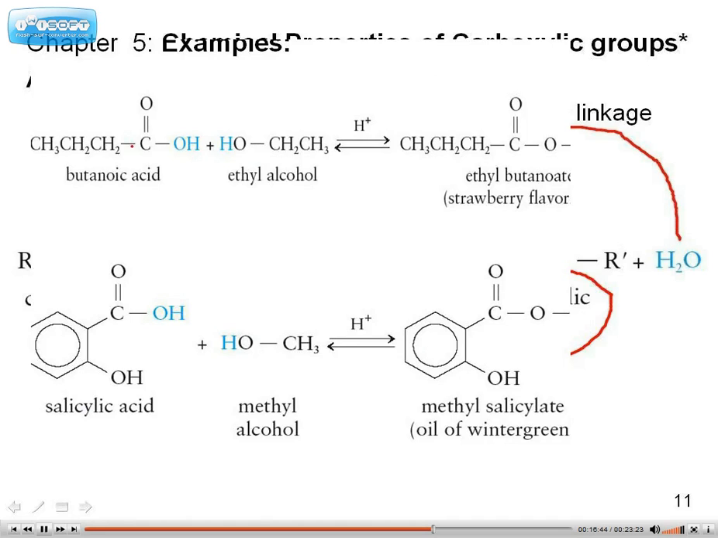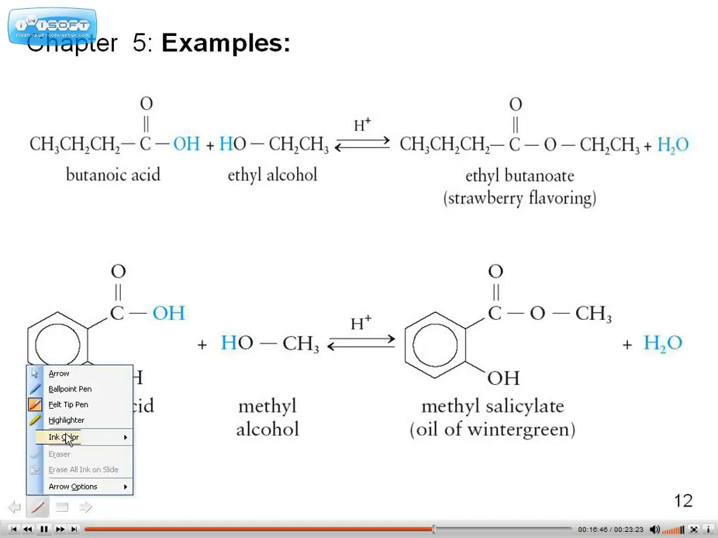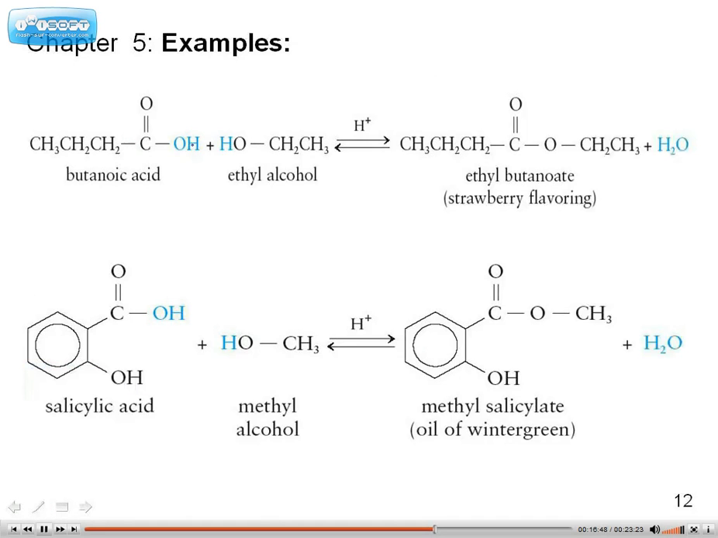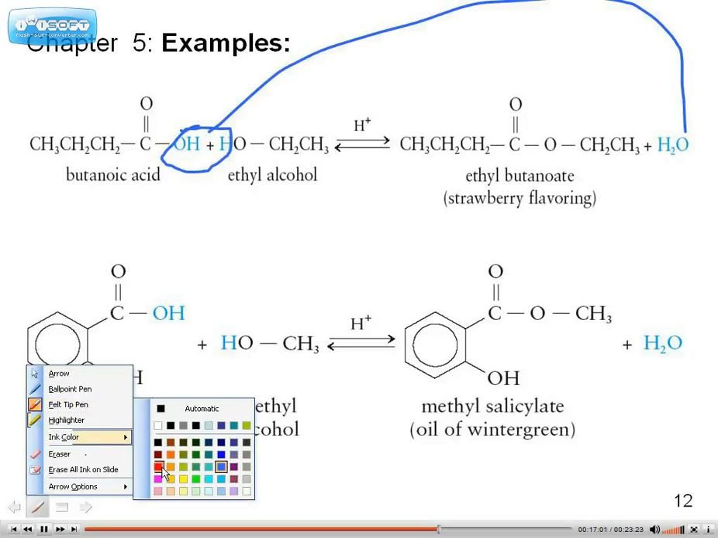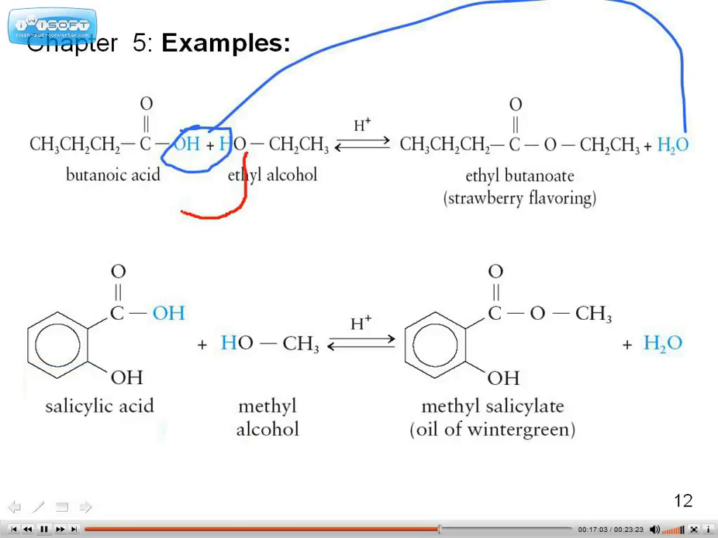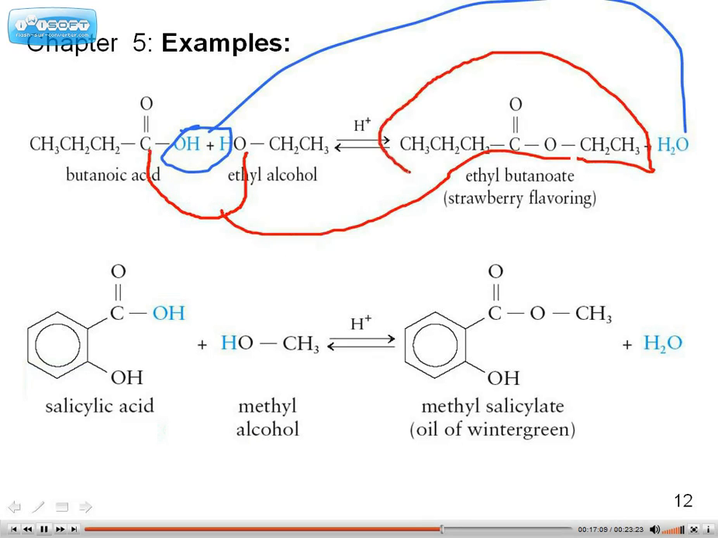So let's go to a couple examples. Here we have butanoic acid and we have an alcohol. So it always requires an acid and an alcohol. The hydrogen and hydroxide form a brand new water molecule, and then the leftover oxygen forms a brand new ester linkage known as a carboxylic ester.